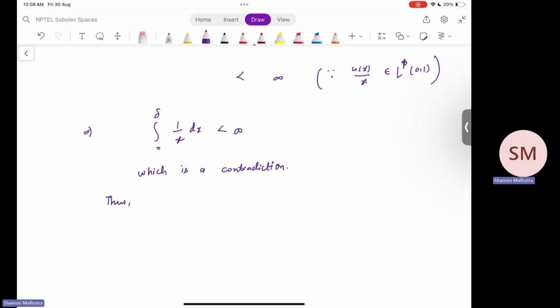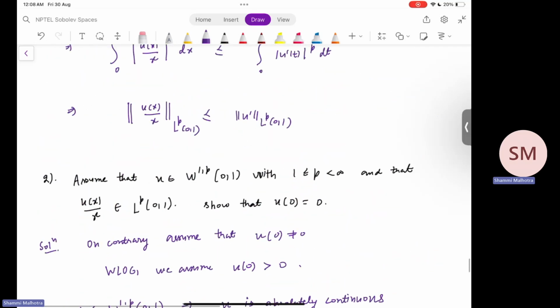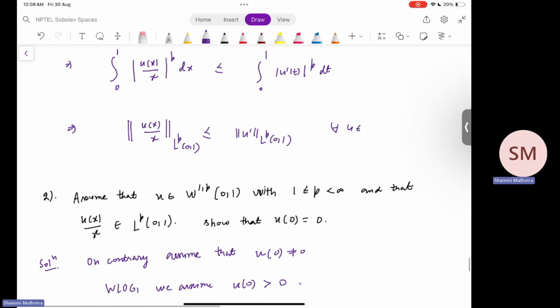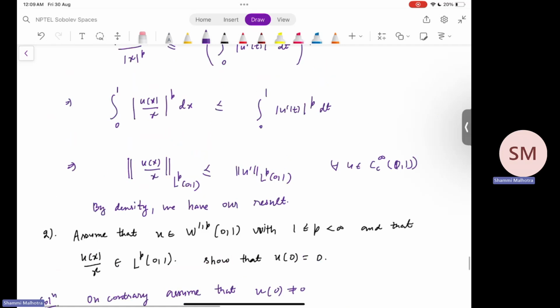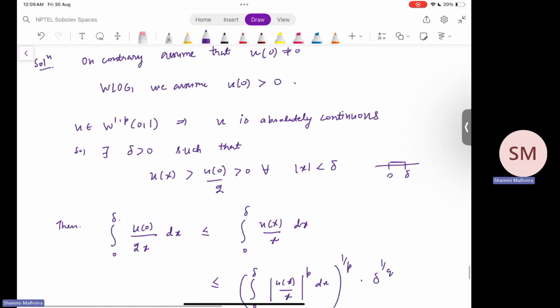Thus, we have u(0) to be 0. Moreover, I'd like to mention one thing which I forgot: this we have proved for all u in C_c^∞(0,1), but it can be extended by density. By density and convergence theorems, we use the pointwise convergence, the dominated convergence theorem, to pass the limit, and eventually we get that this inequality holds for any function u in W_0^{1,p}(0,1).